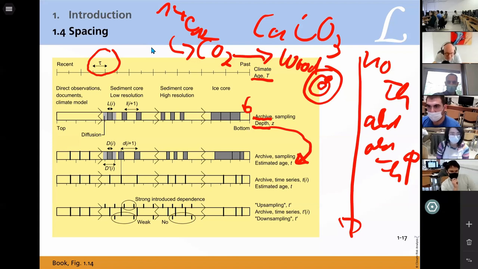However, the archive did not accumulate at a constant rate. Sometimes we have more material per time unit and sometimes less. That means the time spacing is uneven. And these values here, the vertical lines, are the averages of where the samples are taken from. And you see that they are unevenly spaced.